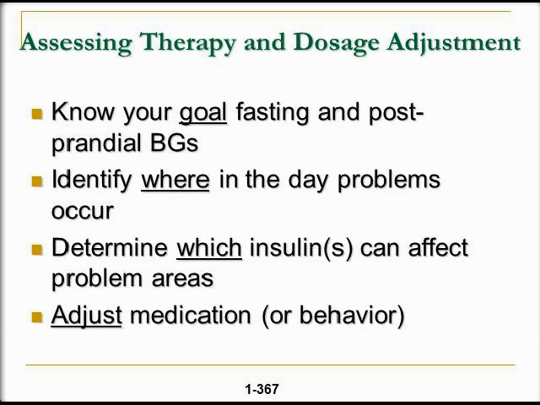The idea here is know what your fasting sugars are, know what your goals are, try to identify where the problems in the day are. Is this just a fasting problem? Is this only a problem after lunch or before dinner, or is it only a problem at bedtime? Figure out what insulin is affecting that sugar, and either change the patient's behavior if it's an isolated event, or change the insulin therapy based on the patient's sugars. That goes a long way. Again, where are the problems? What insulin is affecting that? Change that.